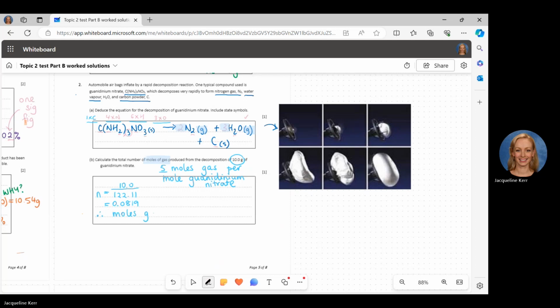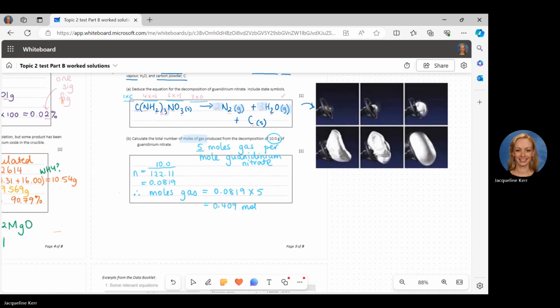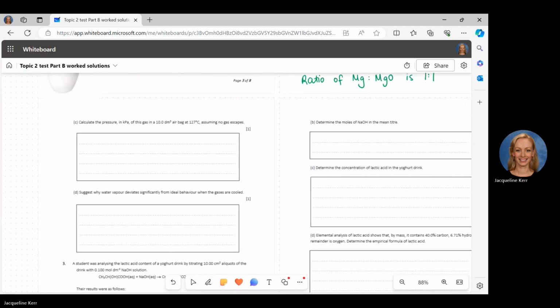start. And I have to multiply that by 5 because I get 5 moles of gas. So my answer is 0.409. That's the moles of gas of both nitrogen and water vapor combined. I need that answer to do the next part of the question.